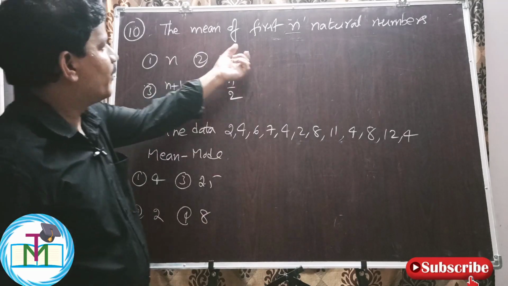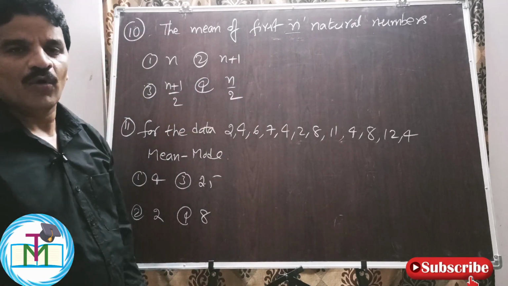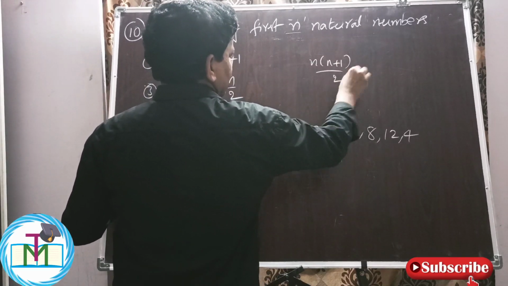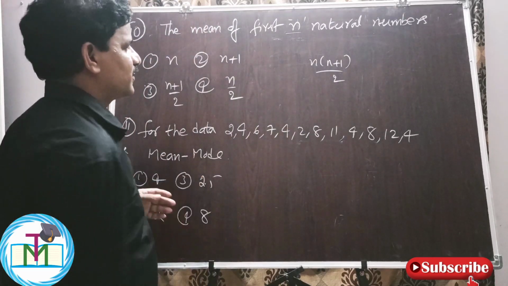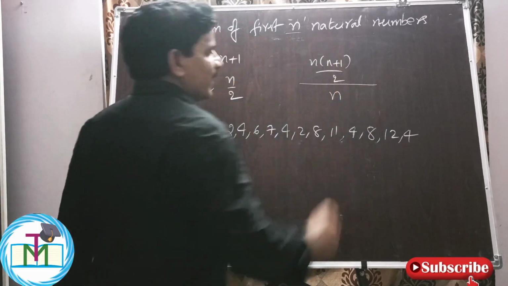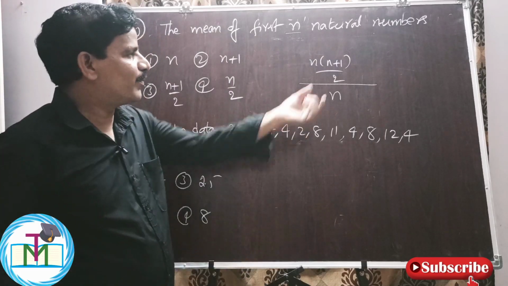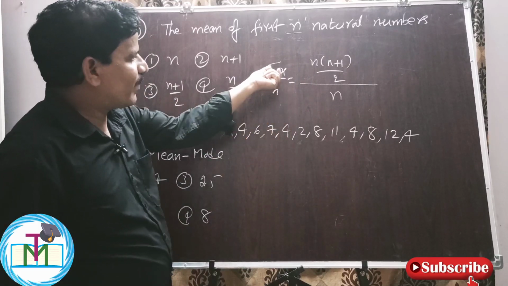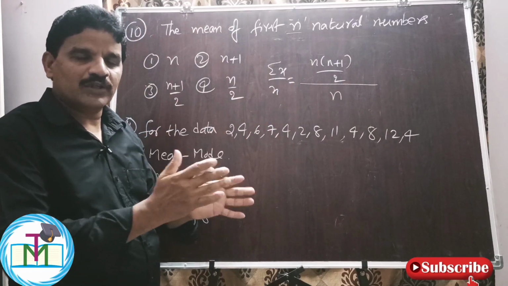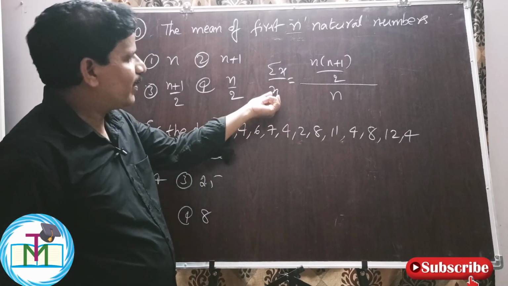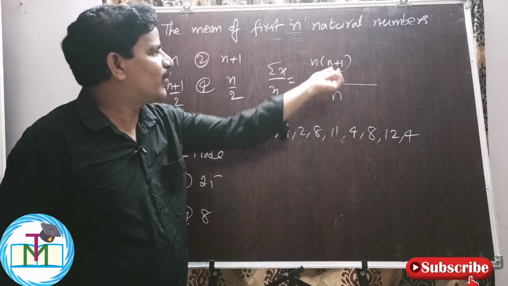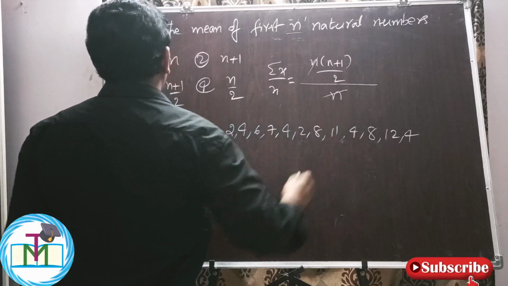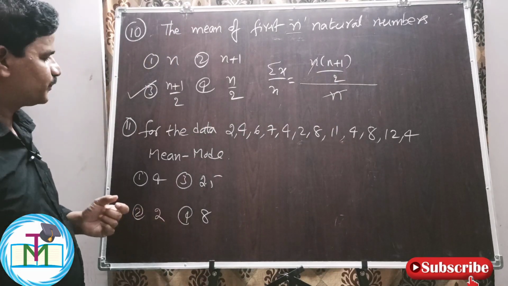Question number 10. The mean of the first n natural numbers. What is the sum of the first n natural numbers? Formula we have n into n plus 1 by 2. This is the sum of the first n natural numbers. So divided by n, because we are adding n numbers here, means sigma x. Sigma x means sum of the first n natural numbers, 1 plus 2 plus 3 and so on up to n, divided by total numbers n, means n into n plus 1 by 2 by n. So here this n cancels, giving n plus 1 by 2. Option 3 is the right answer.